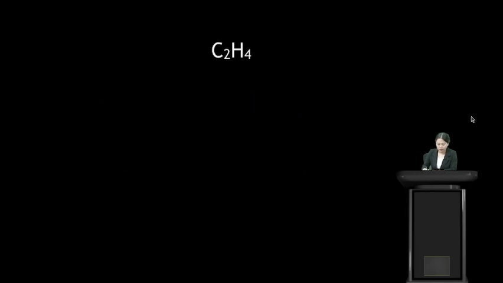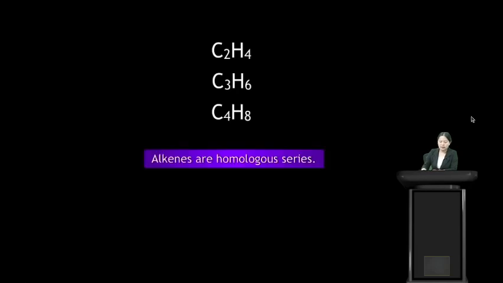So we have C2H4 here. We have C3H6, C4H8. So alkenes are a homologous series. The difference between these two is again CH2. The difference between these is also CH2. So it is a homologous series.